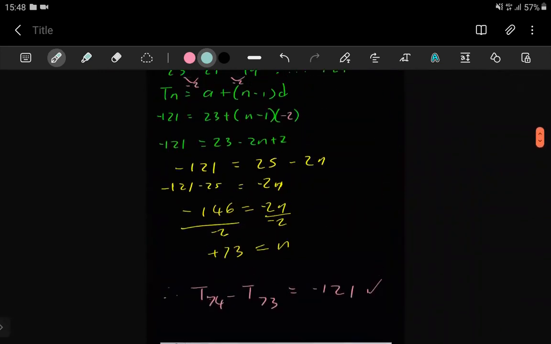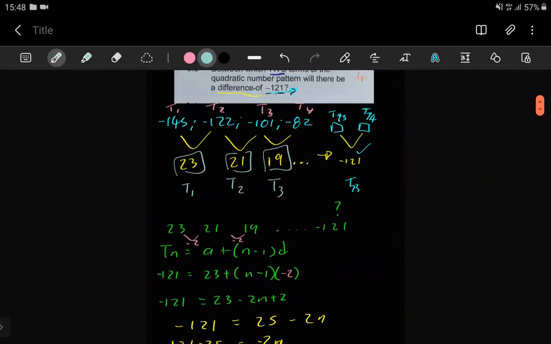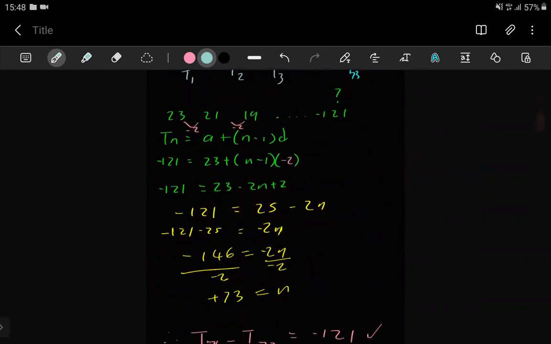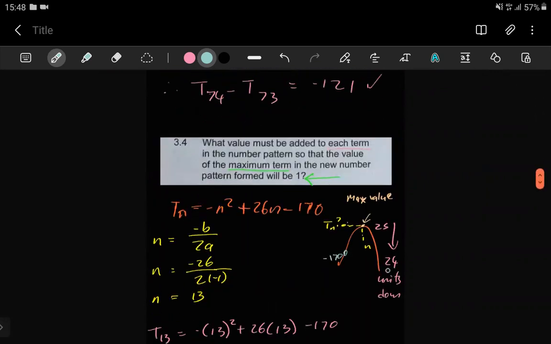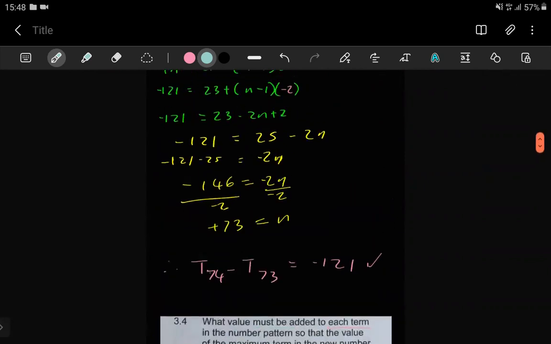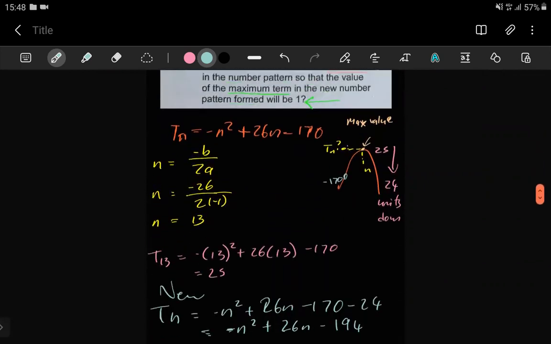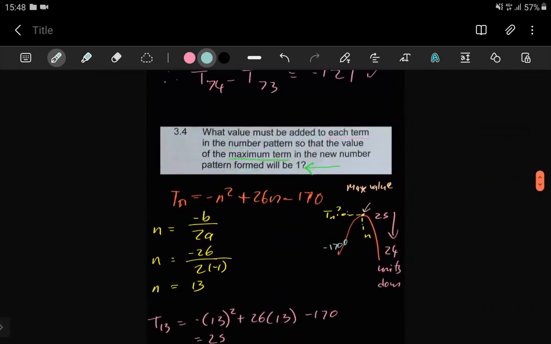One way or the other, I think this is all we need. Everything must just be what they say: which value must be added to each term. So each term must be added by negative 24. But then why does that not sound like it makes sense?